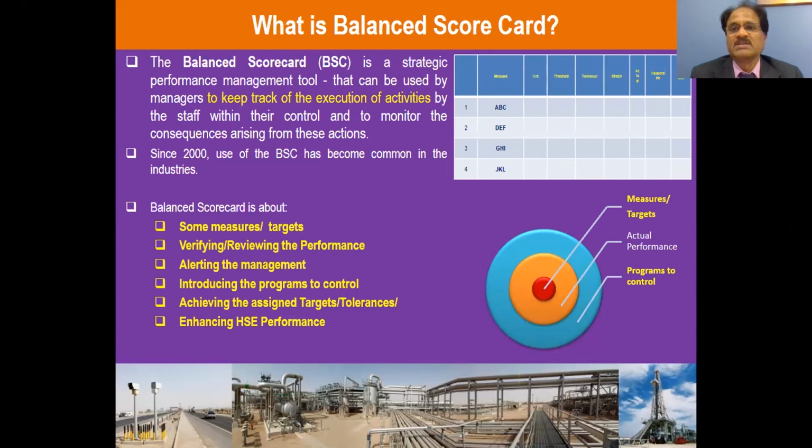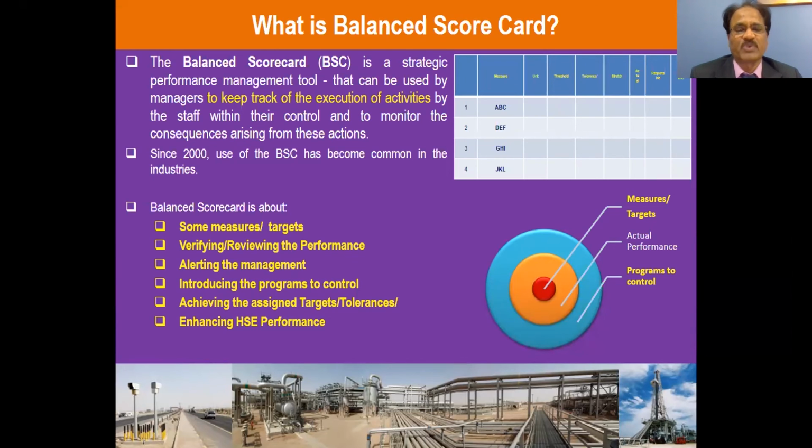They will set some target, and then they will measure those issues on a monthly basis, put in the actual values, and keep on monitoring those things. You need to have a target against each measure. You need to have a system to review the performance. You need to have a system to alert the management, whether on a monthly or quarterly basis.